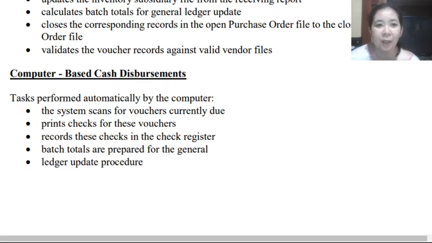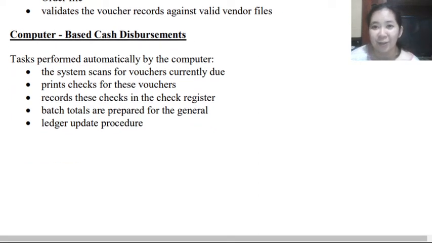Computer-based cash disbursement. So this is the settlement already of our credit to the vendors or suppliers. The tasks performed automatically by the computer for the cash disbursement procedures are the following. First, the system will scan the vouchers currently due. They will print checks for these vouchers, record these checks in the check register. Batch totals also can be prepared for general ledger and update procedures.